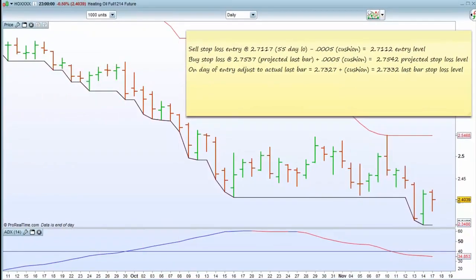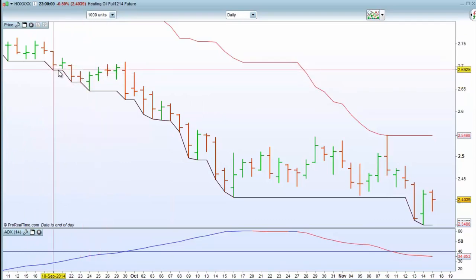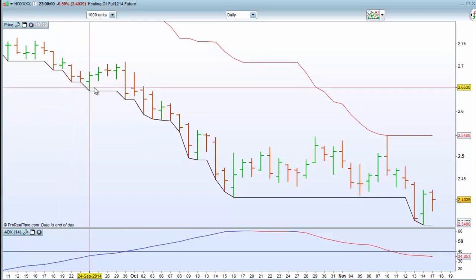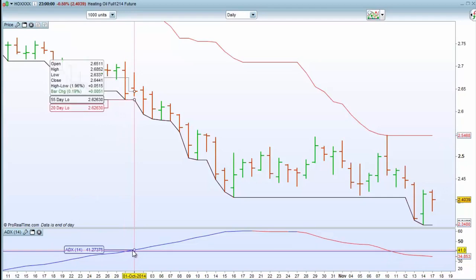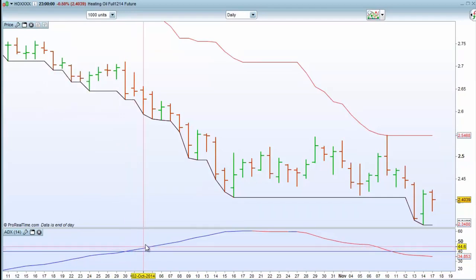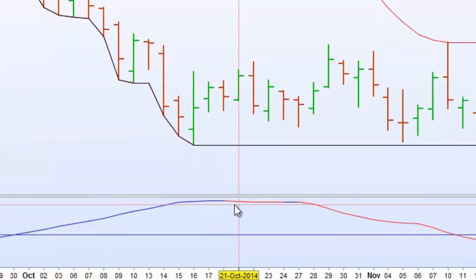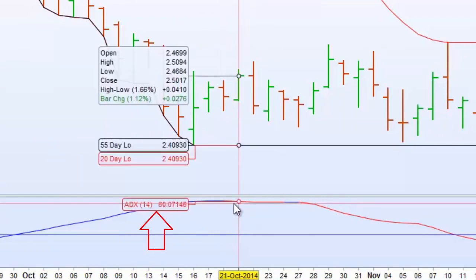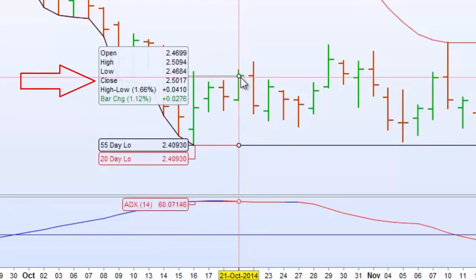Now let's move on. We're in the market, we're short, and we now follow along. We see the market's breaking lower. We see the ADX continues to rise. We get above the 40 line here on this day. So now we start to monitor that. And we see we're trading along, and then on this day here, we get a red ADX. So we exit market on close. And that exit level is 2.5017.